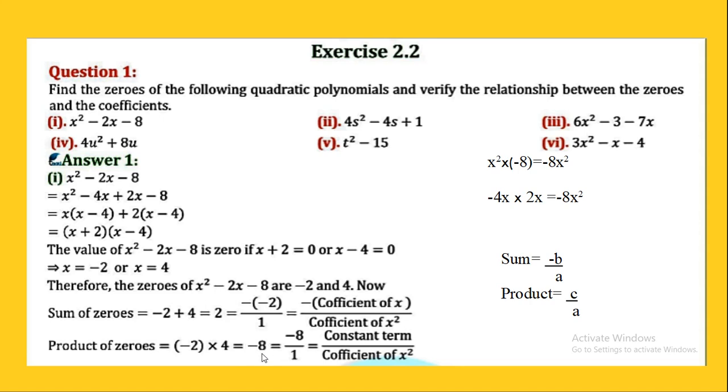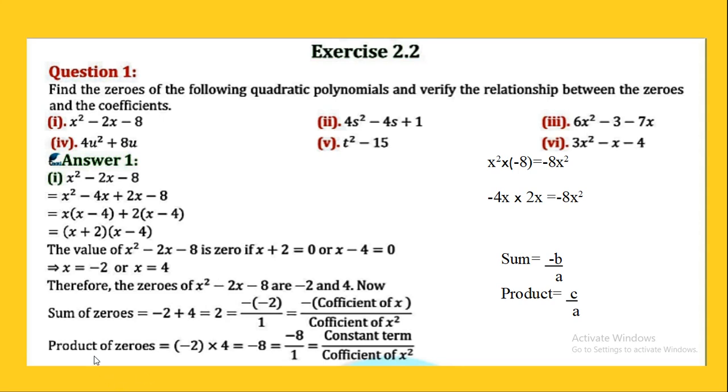The next is the product of the zeros, which is equal to minus 2 into 4. We get minus 8, and this minus 8 can be written as minus 8 by 1, because to put the product of zeros in the form constant term by coefficient of x square, the minus 8 is the constant term here and 1 is the coefficient of x square.